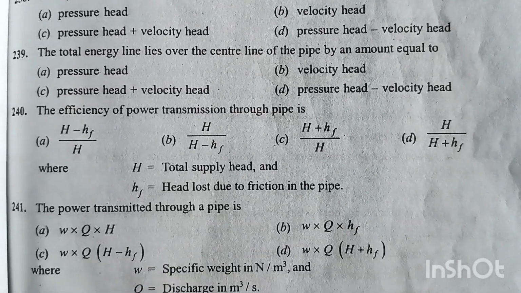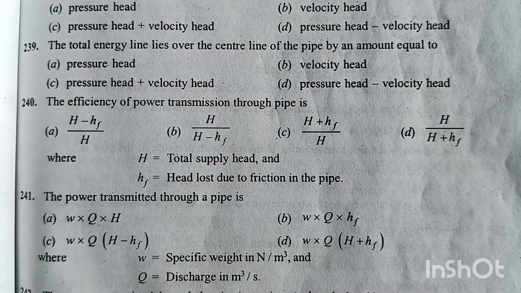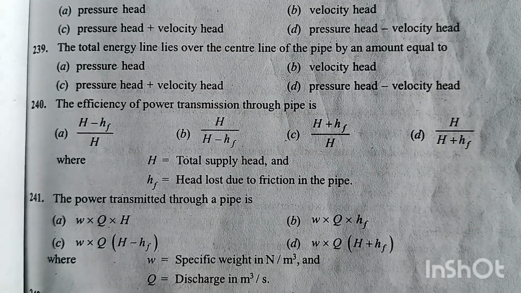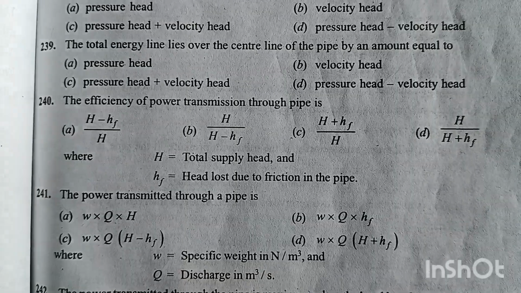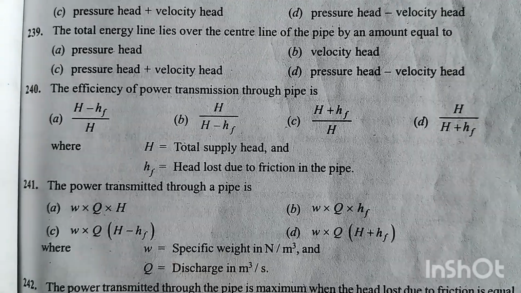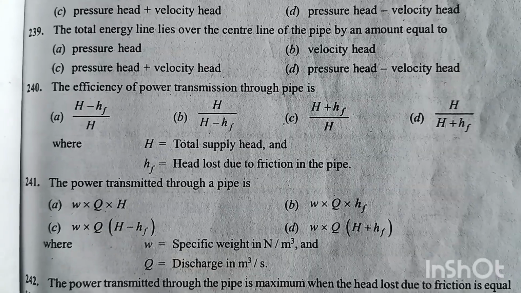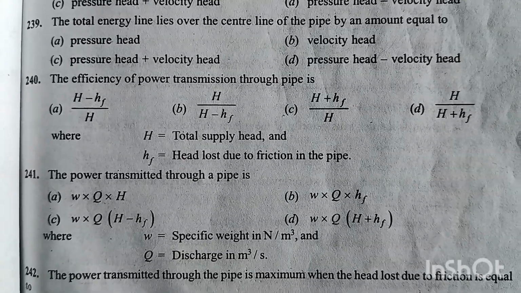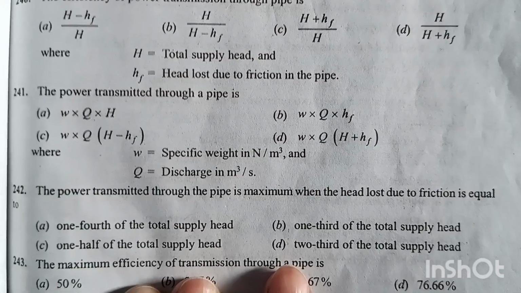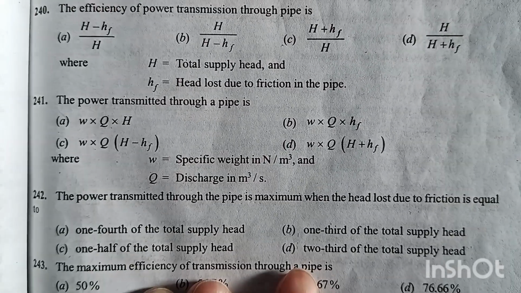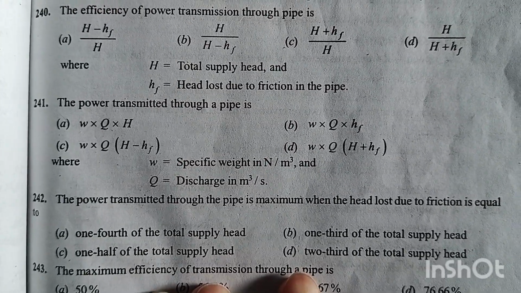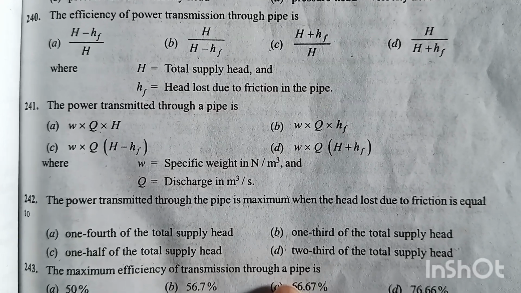Question number 241. The power transmitted through a pipe is, option C is right answer, W into Q within bracket H minus HF, where W is the specific weight in Newton per meter cube and Q is the discharge in meter cube per second. Question number 242. The power transmitted through the pipe is maximum when the head loss due to friction is equal to one third of the total supply head. Option B is right answer.